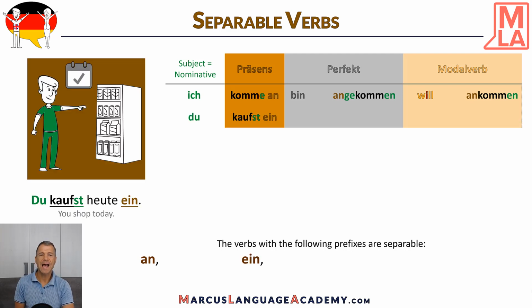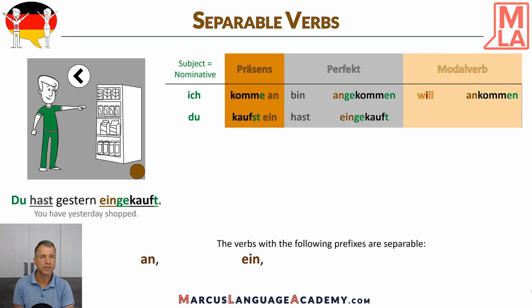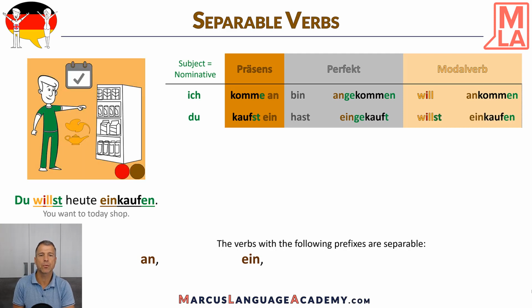For example, einkaufen, to shop. Here in present tense, du kaufst ein. Du kaufst heute ein. You shop today. How would it be in perfect? Du hast eingekauft. Here the auxiliary is haben, not sein. So du hast eingekauft, and the ge inserts. Du hast gestern eingekauft. And with the modal verb, no surprise: du willst einkaufen. Du willst heute einkaufen.